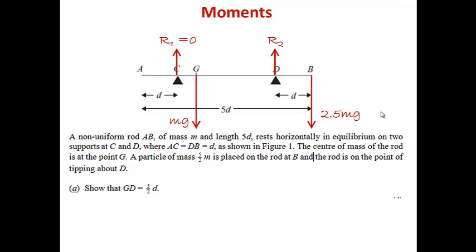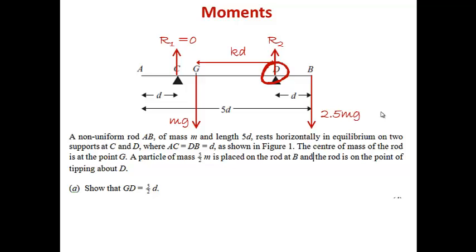Now, what mechanics should we use? As the rod is in equilibrium, we can take moments about any point, and the resultant of all the moments should be 0. Where should we take moments? Here, as we're looking to find the distance GD of G from D, the best place to take moments is about D. The reaction R2 is unknown, but if we're taking moments about D, the value of that reaction is not important.